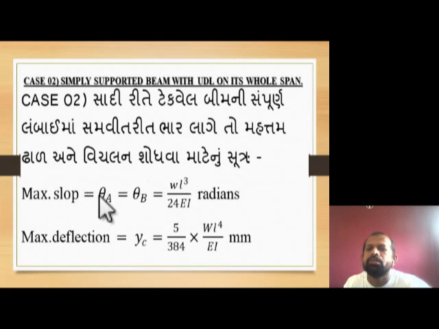Maximum slope is equal to theta A is equal to theta B is equal to WL cube upon 24 EI, that is in radians. And the formula to find maximum deflection is YC is equal to 5 divided by 384 into WL raised to 4 upon EI, that is in millimeter.